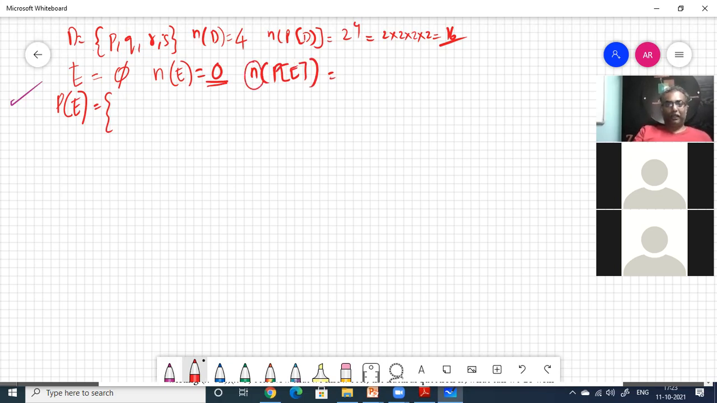Not a set, a number. Don't say the null set. How many? Give me a number. What is N of P of E? 0. It is 2 to the power of N. How can you say 0? You forgot the formula. 2 to the power of 0 is how much? 1. Okay.